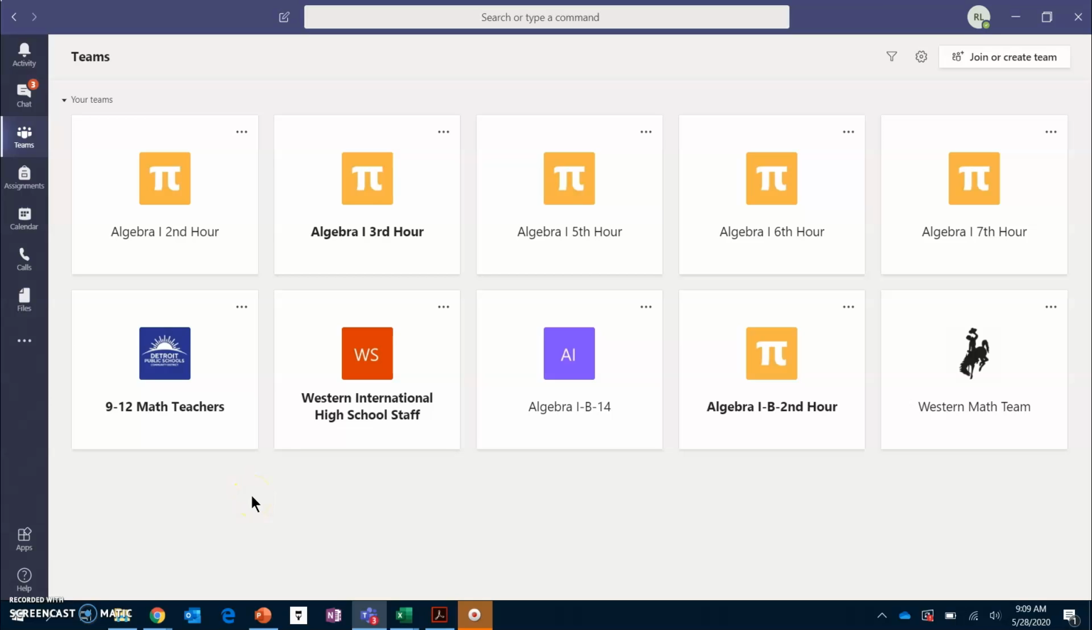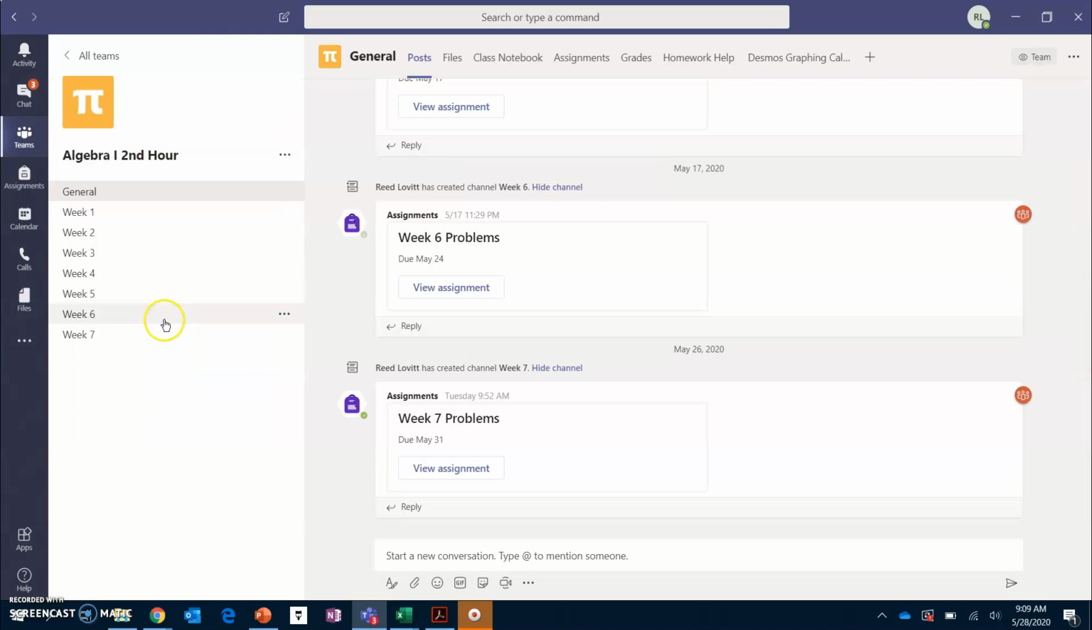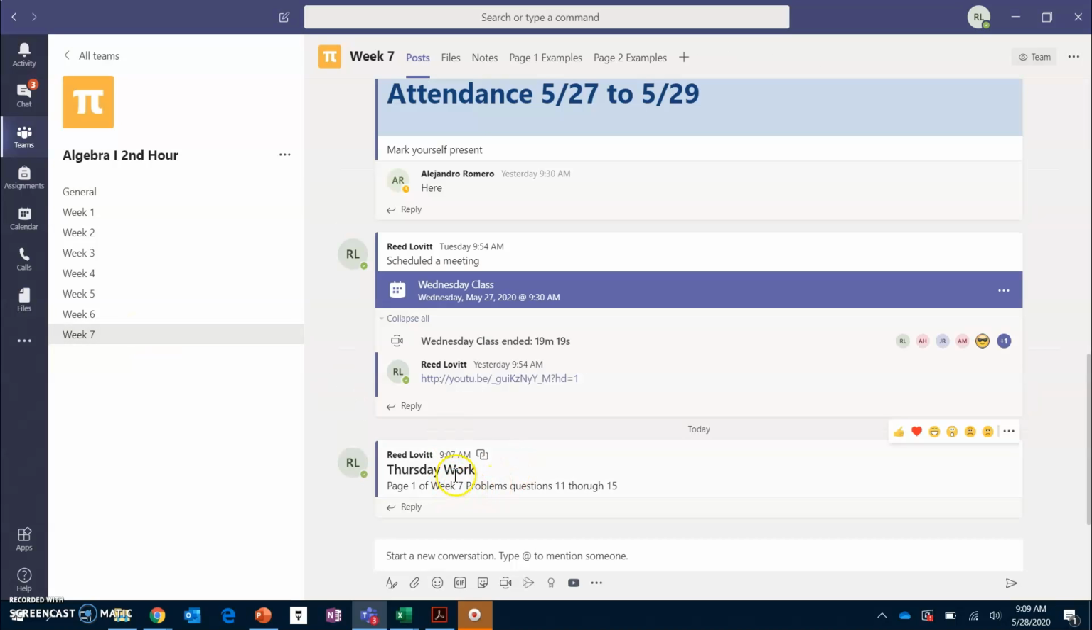So today we're going to continue working on solving quadratic equations using factoring and the zero product property. If you go to our class page, in the most current week's channel, Thursday's work, the work for today is just page 1 of the week 7 problems, questions 11 through 15. We've been working on page 1 since Tuesday.